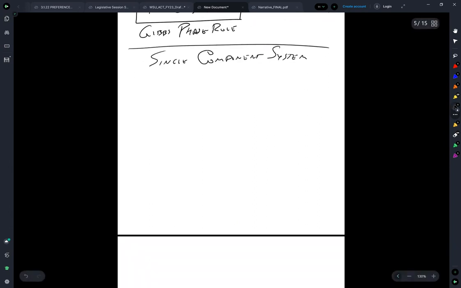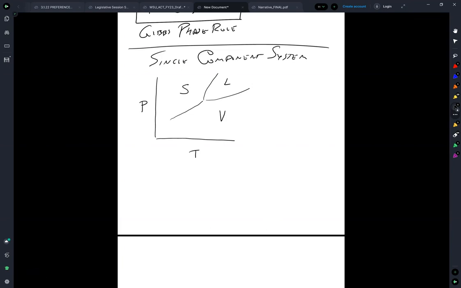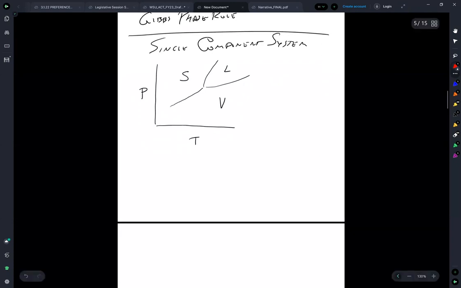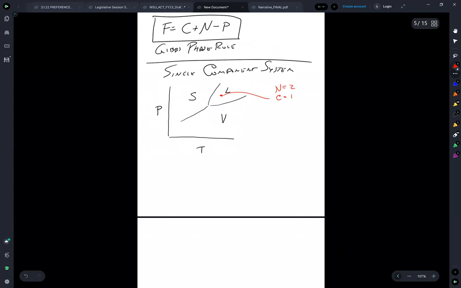Okay, and the phase diagram we've worked with in the past has been a pressure temperature phase diagram, in which we'll have a region of solid, a region of liquid, and a region of vapor. So let's first pick anywhere in a single phase region. So let's pick here. If we're here, we have N equals two, pressure and temperature, C equals one, because it's a single component system, which gives us F is equal to C plus N minus P.